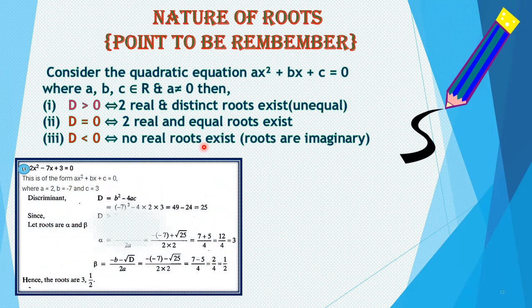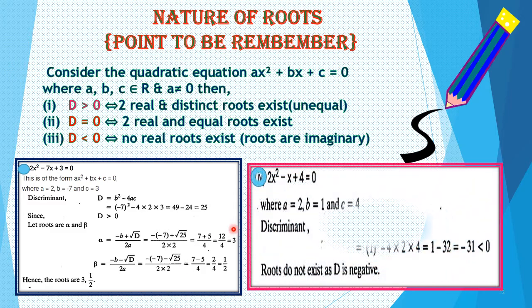So here you can see one example: 2x square minus 7x plus 3 is equal to 0. If I find the value of D, it is 25, which is greater than 0, meaning in this case I will get two real and distinct roots. Now apply the formula. Let the roots be alpha and beta. The formula is minus b plus under root D upon 2a, and minus b minus under root D upon 2a. Just substitute the values. After solving you will get 3 and 1 upon 2 as the roots of the quadratic equation.